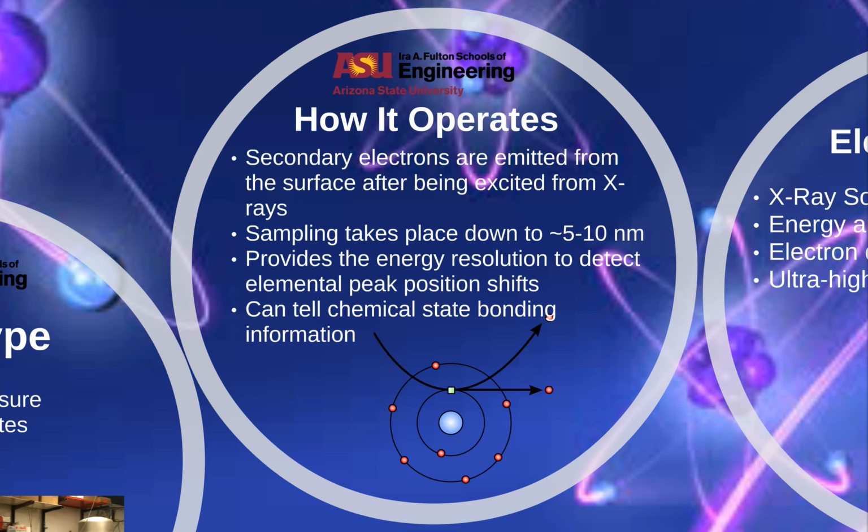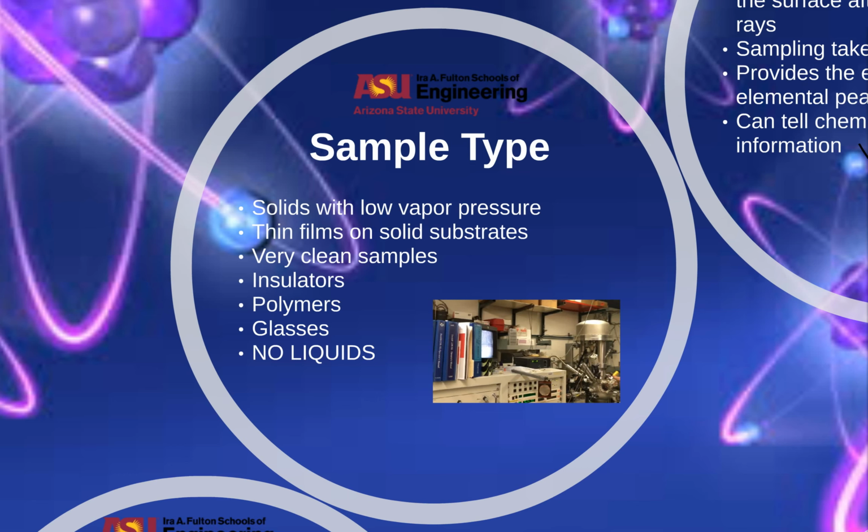Sample type. XPS is a very versatile tool with respect to what samples it can use for experiments. These samples include solids with low vapor pressure, thin films on solid substrates, very clean samples, insulators, polymers, and glasses.